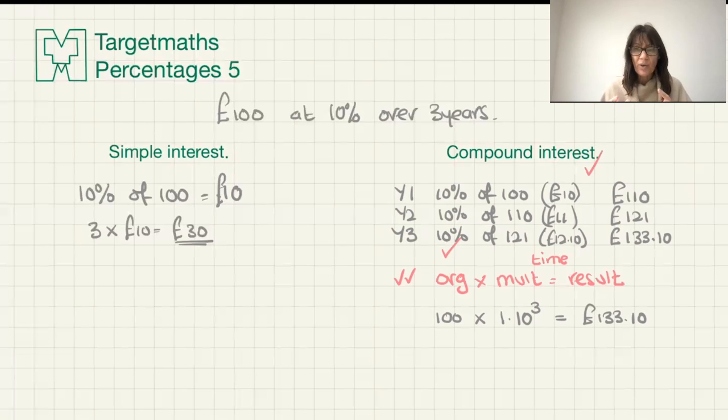£133.10. So we tend to see this question on a calculator paper, and this working out here is what they would really expect to see.